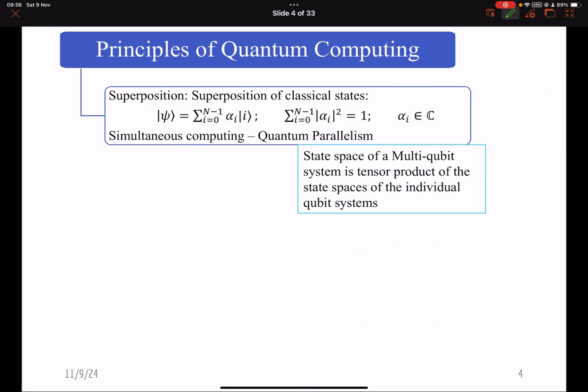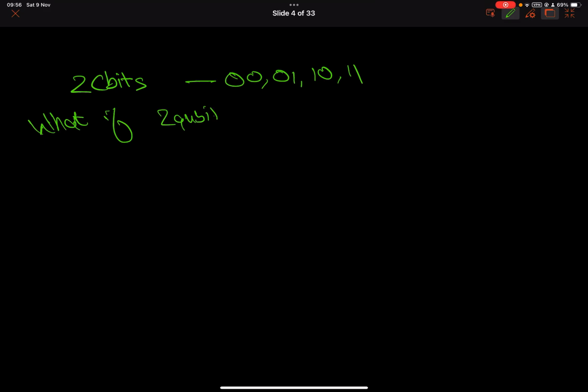Now, in the case of classical computing, if I take two classical bits, the possible states are 00, 01, 10, 11. But what if I take two qubits? What are the possible states, or how do I express the equivalent of two classical bits in the qubit sense, for two qubits?